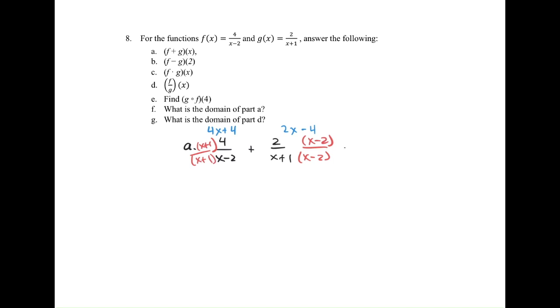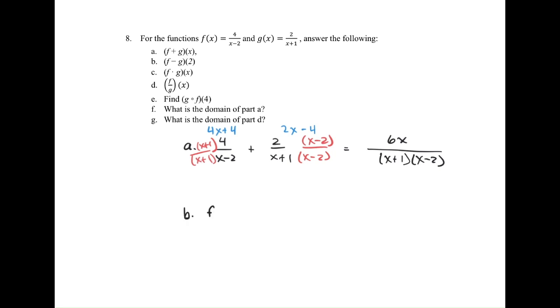So now that we have a common denominator, that common denominator is x plus 1 times x minus 2. And then we combine like terms in the numerator, so that's going to be 6x. And we have a 4 plus negative 4, which is 0.